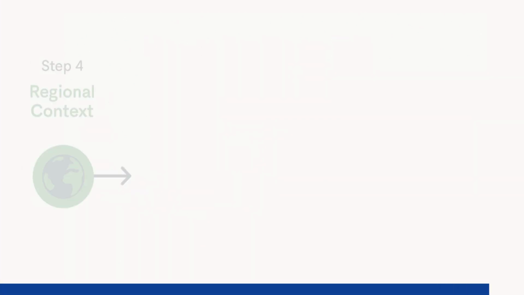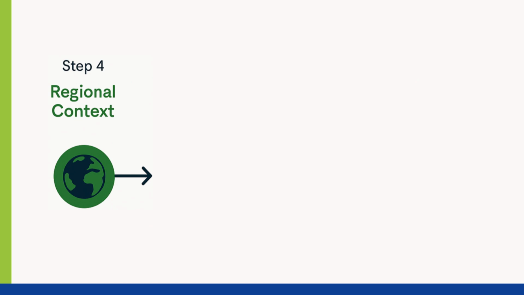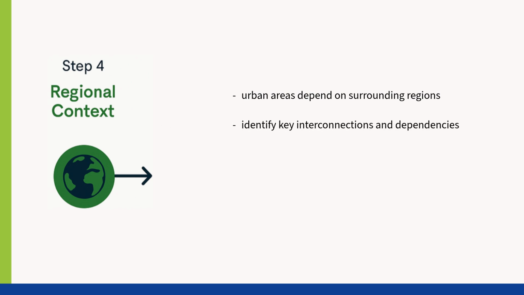In the 4th step, it's about investigation of interdependencies with surrounding areas. No city is a closed-loop system by its own. Urban areas depend on surrounding regions, and climate impacts in one area can affect other areas in so-called cascading effects. In this step, cities identify key interconnections and dependencies and engage with neighboring administrations and stakeholders to coordinate joint adaptation strategies that strengthen regional resilience.